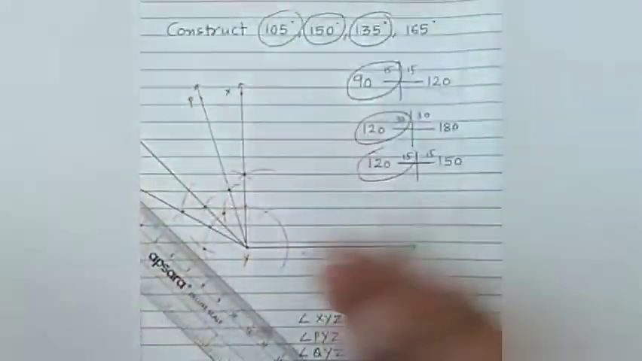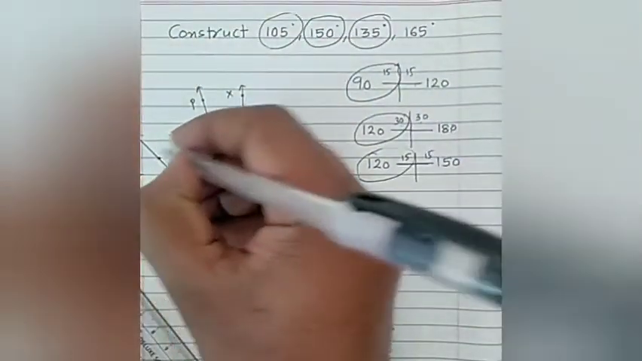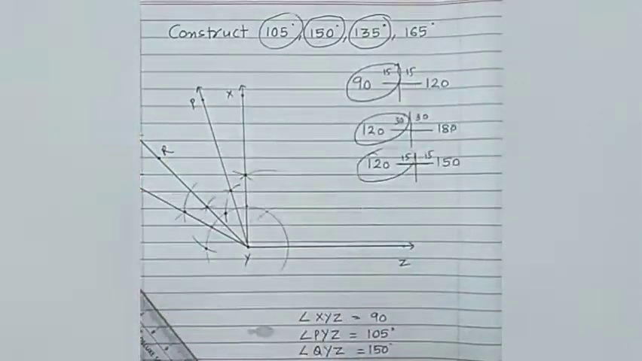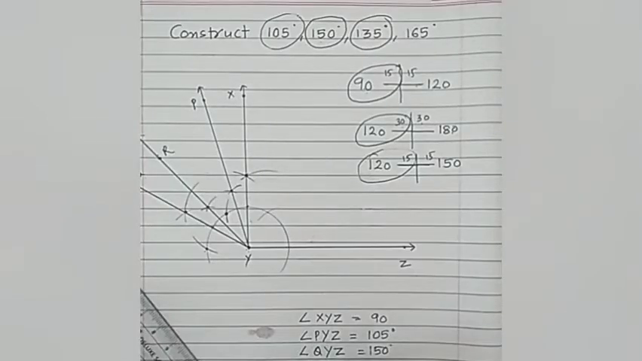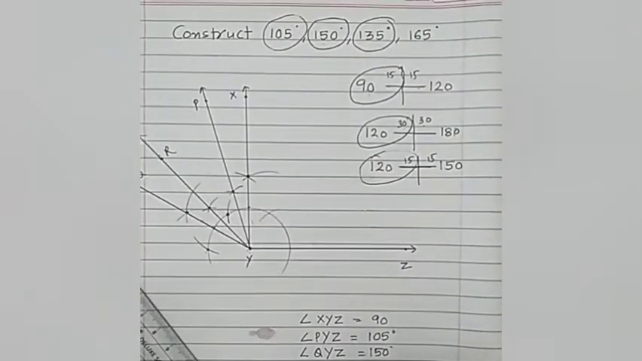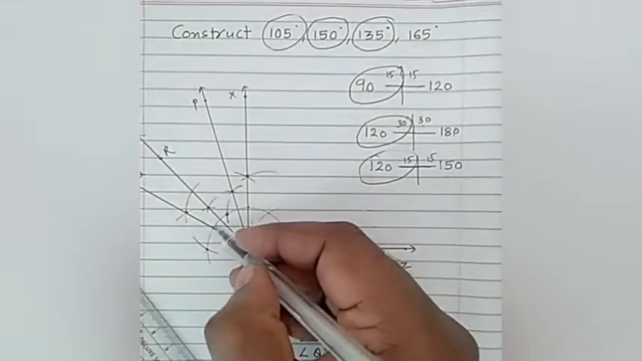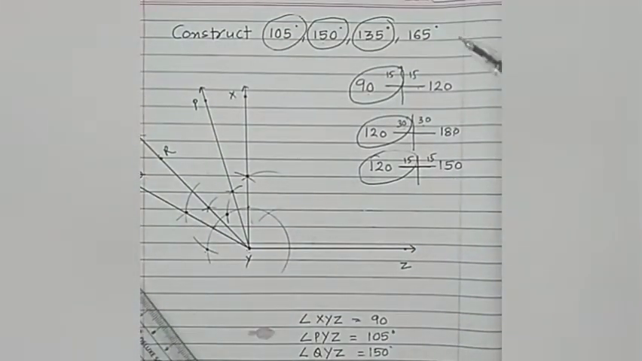Here I get, say, let me name this R. So I get my angle RYZ, which is equal to 135 degrees. That is between 120 and 150. Can you guess where 165 would be?